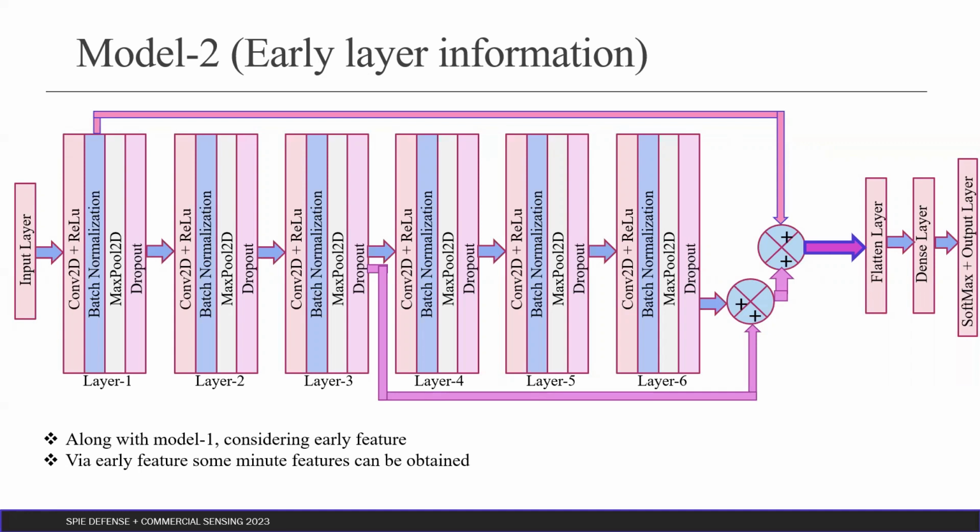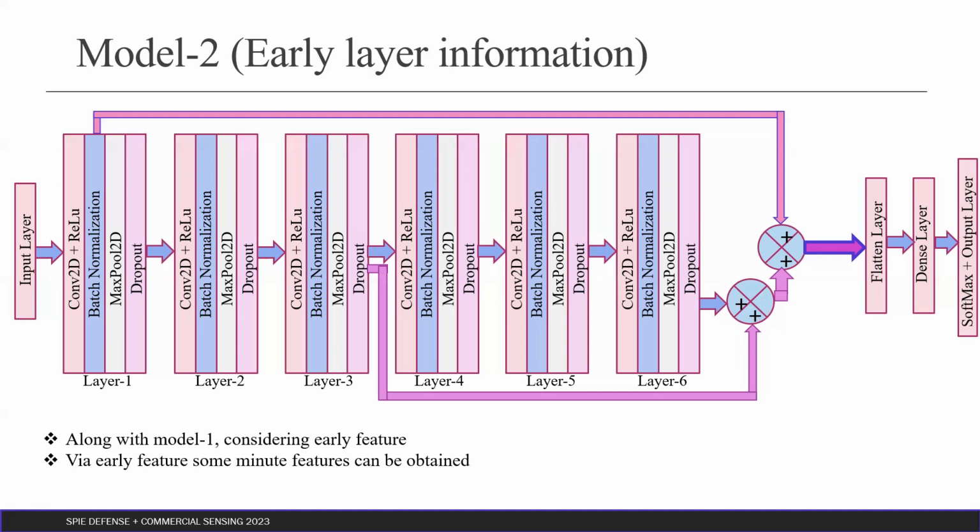Let's say the BCC and BKL images that we saw at the start are very similar, but there is some minute difference that we have to capture. For capturing those, we have to take features from the starting layers also. That's why we are taking some features from the first hidden layer, and then concatenating them with the final feature before the flattening layer.